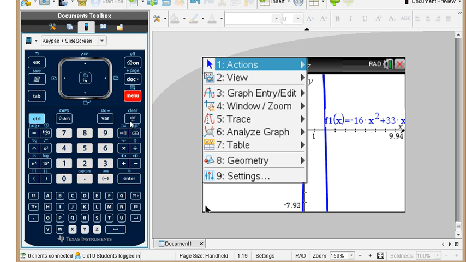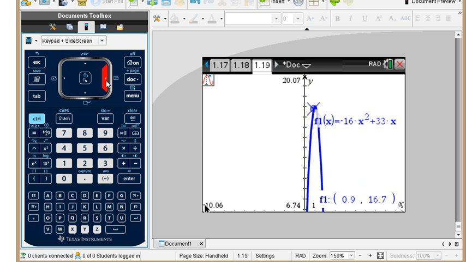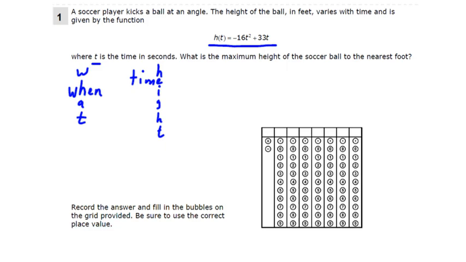If we go to menu and we go to trace, graph trace, and when I press the next one, you're going to see a little flash. It says maximum at the top. You see that? Just went away. So it says 1.03 comma 17. What this means is at 1.03 seconds, the maximum height of 17 feet was reached. And so we're looking for the maximum height of the soccer ball, and that being this one right here, 17.